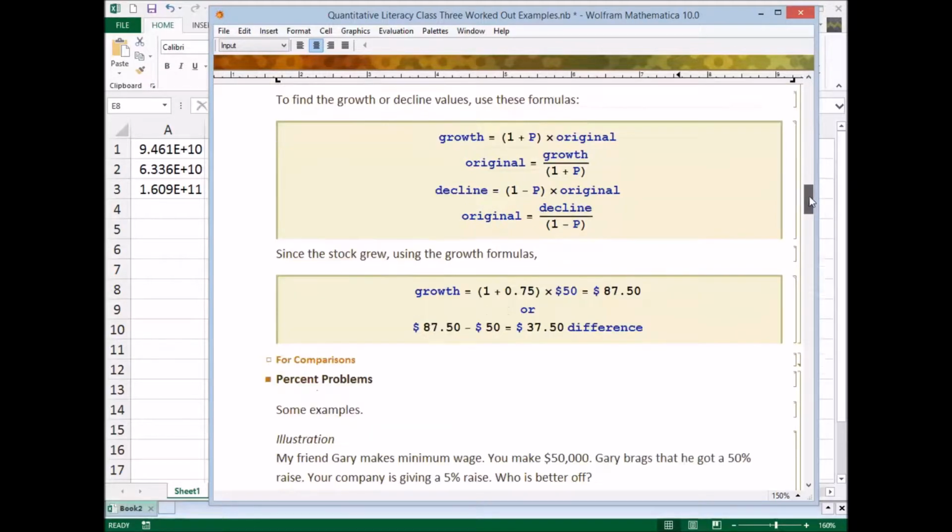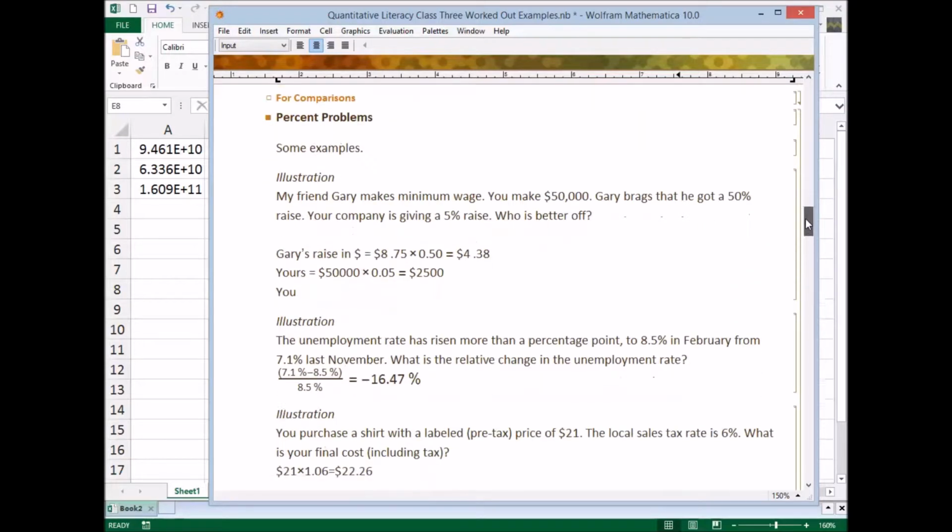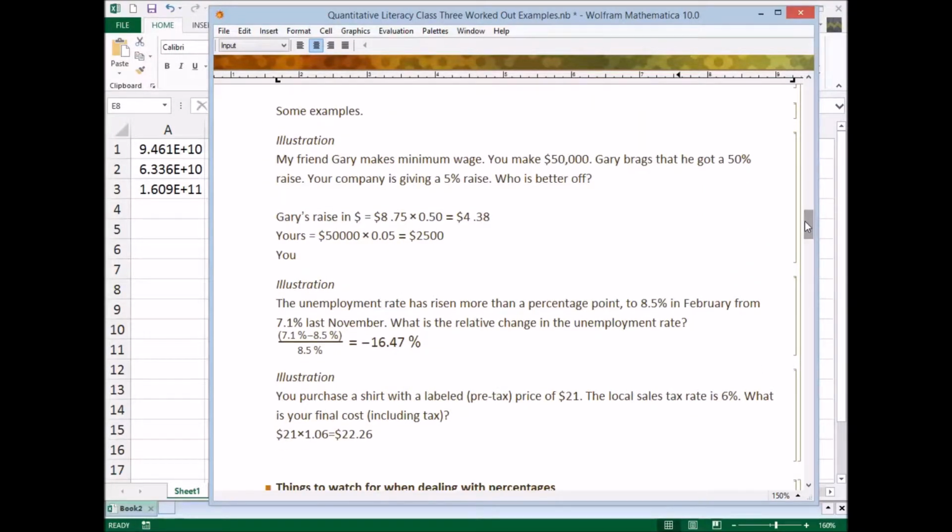Let's do a few more examples. Say a friend of yours, or my friend Gary, makes minimum wage, you make $50,000, and Gary's bragging that he got a 50% raise, and your company is giving a 5% raise. Who is better off? You cannot really compare the 50% and 5% between these two because you're not calculating the actual increase. So let's do that.